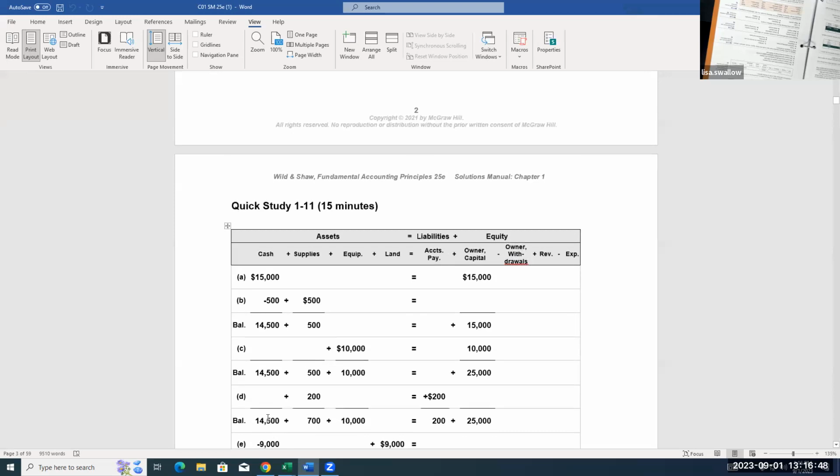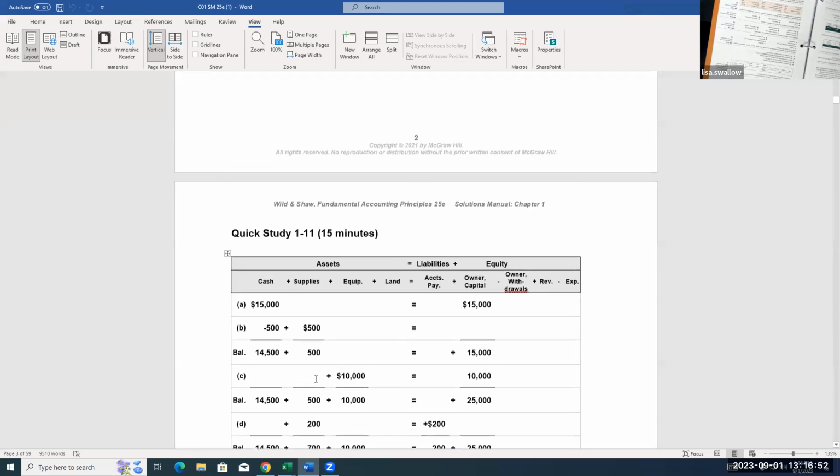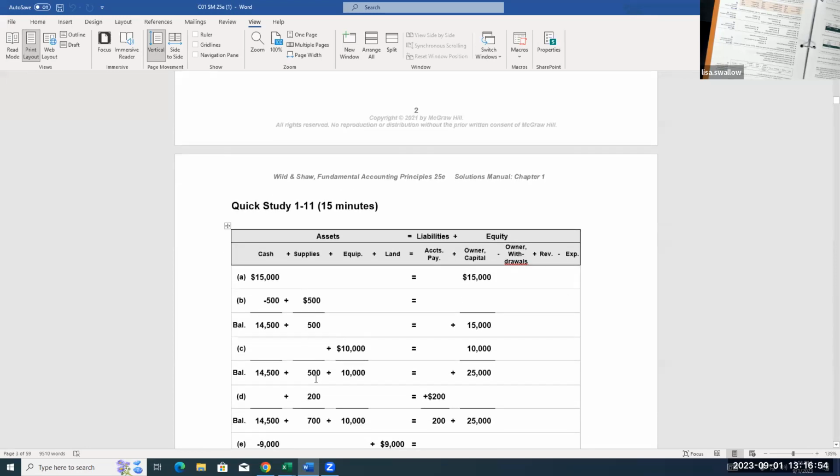So now it's like, how many assets do I have? 14.5. How many supplies? 700. You can do that if you think that's easier. Your choice.